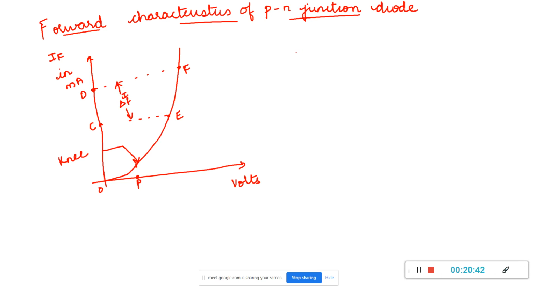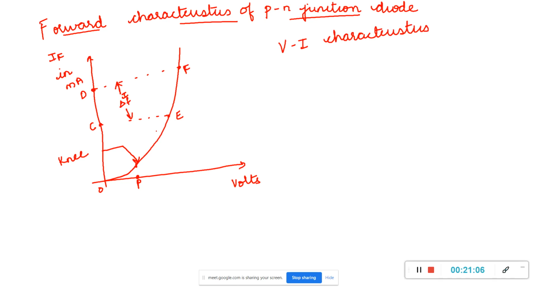So the response of the PN junction is indicated with the help of this characteristic, and this characteristic is known as the VI characteristic. Why? Because we have two parameters, voltage and current. Voltage on the x-axis, current on the y-axis. It is known as the VI characteristics of the PN junction.